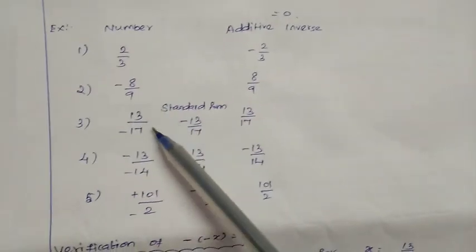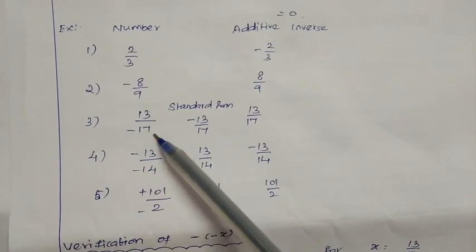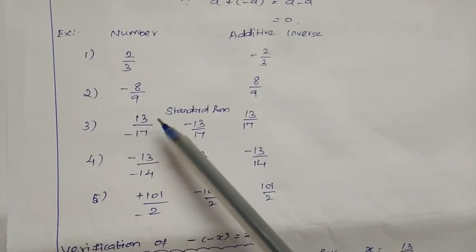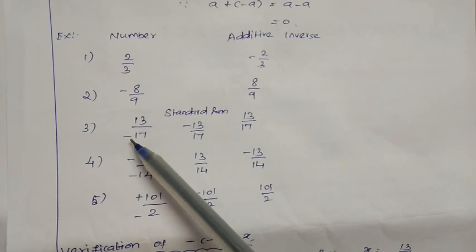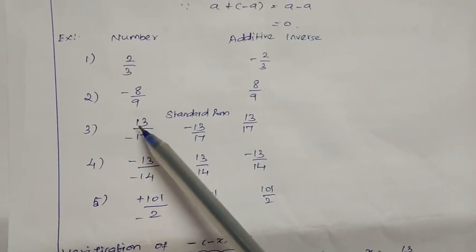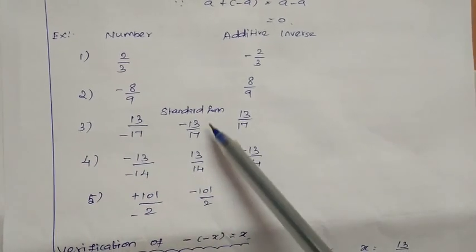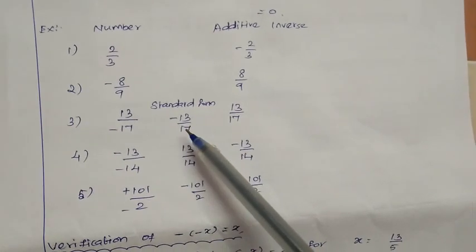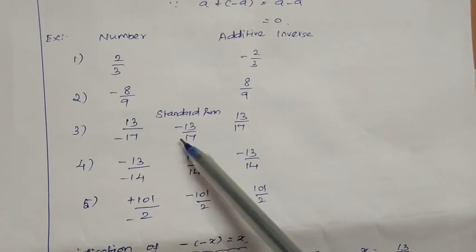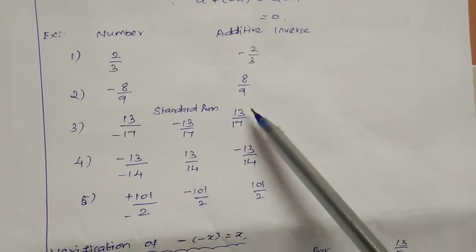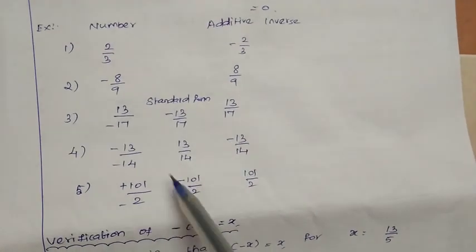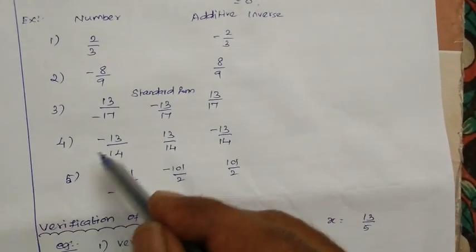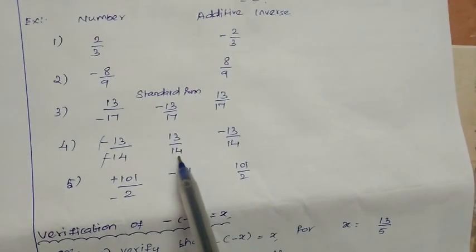Now come to this type of problems. 13 divided by minus 17, minus in the denominator. What we want to understand is that minus is always in the numerator, so minus 13 by 17 is the standard form. First write the standard form, then write the additive inverse. So minus 13 by 17, its additive inverse is plus 13 by 17, that is the answer. Similarly, with minus in numerator and denominator, you can cancel this minus, so that the standard form is 13 by 14.